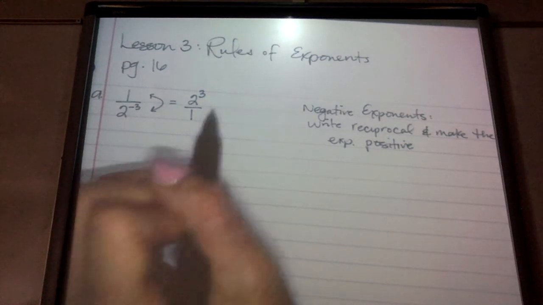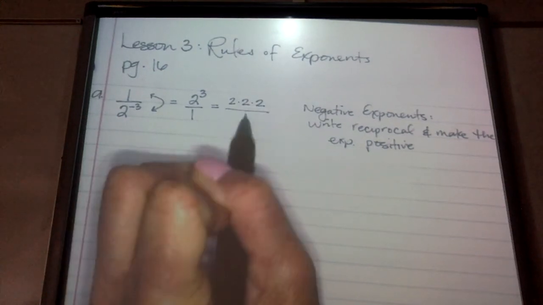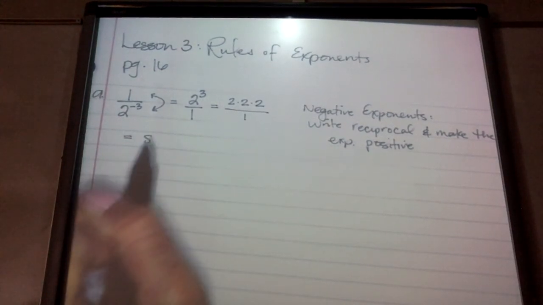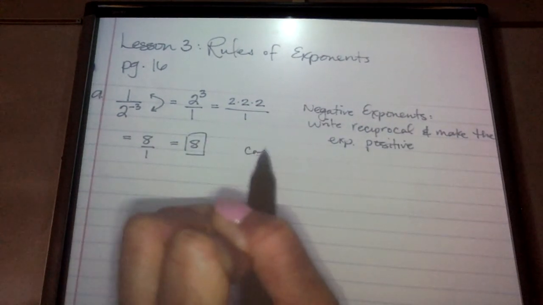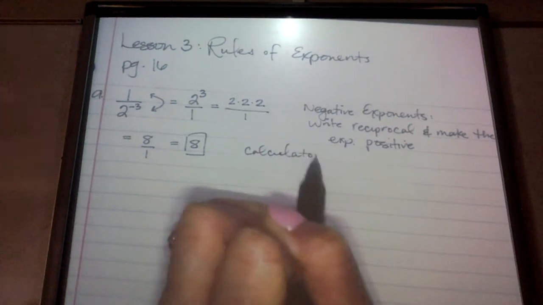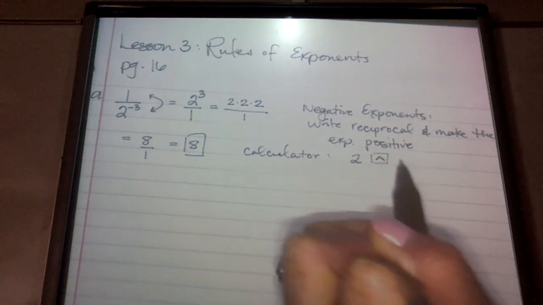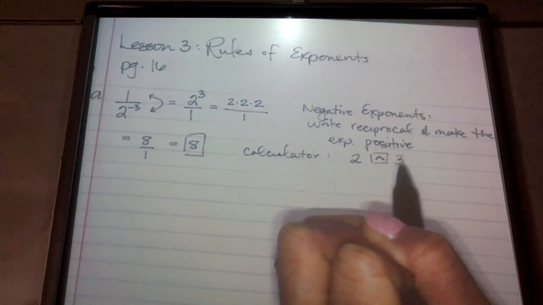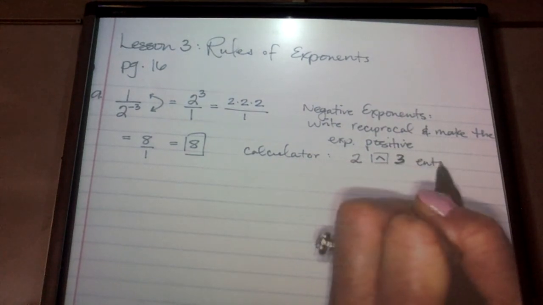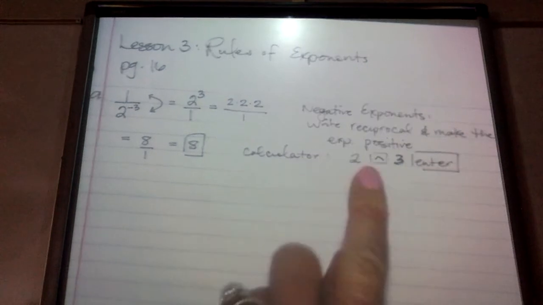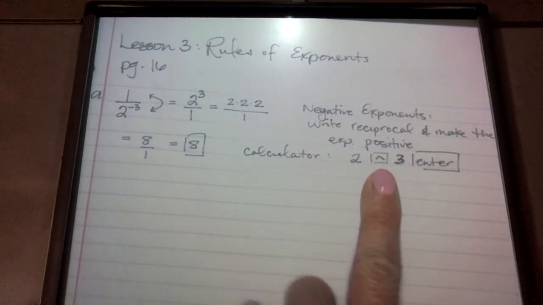From here, we simplify, right? This is 2 times 2 times 2 over 1, which equals 8 over 1, or just 8. Now, in your calculator, you would enter 2, then there's a button that looks like this, and then 3. Oh, don't tell me my pen is running out. And then you would hit enter. It looks like a little triangle peak, but you should get 8.